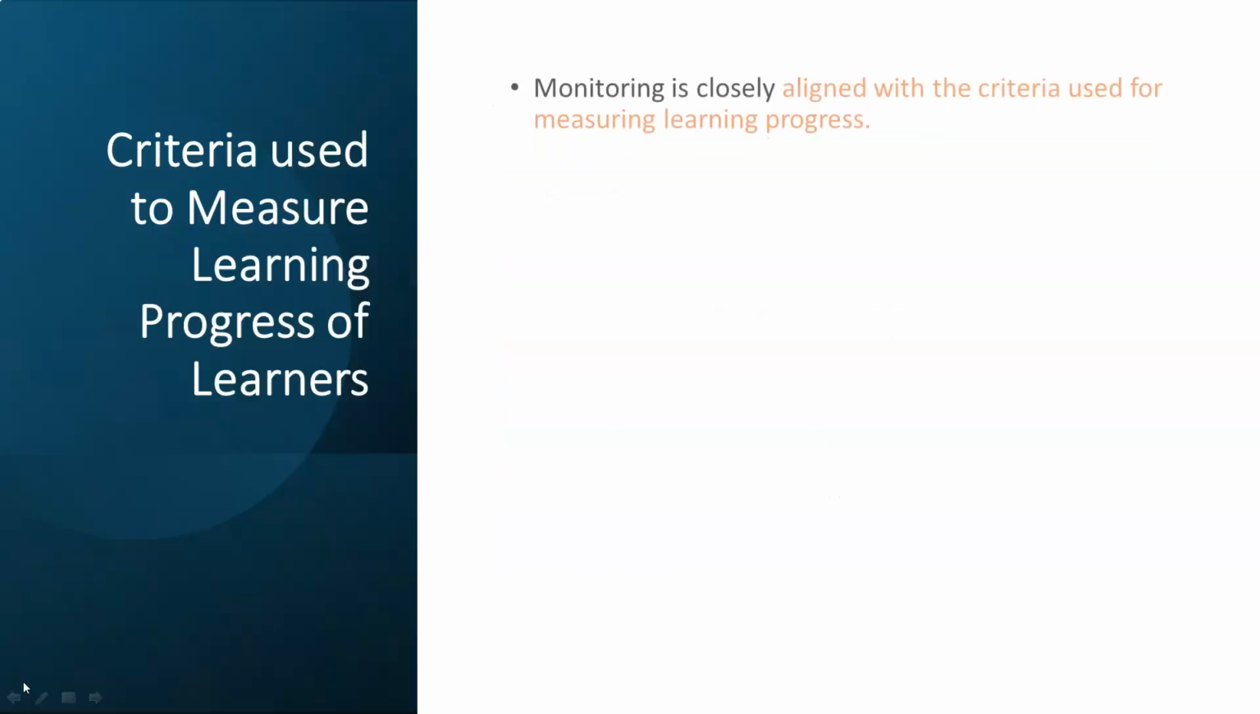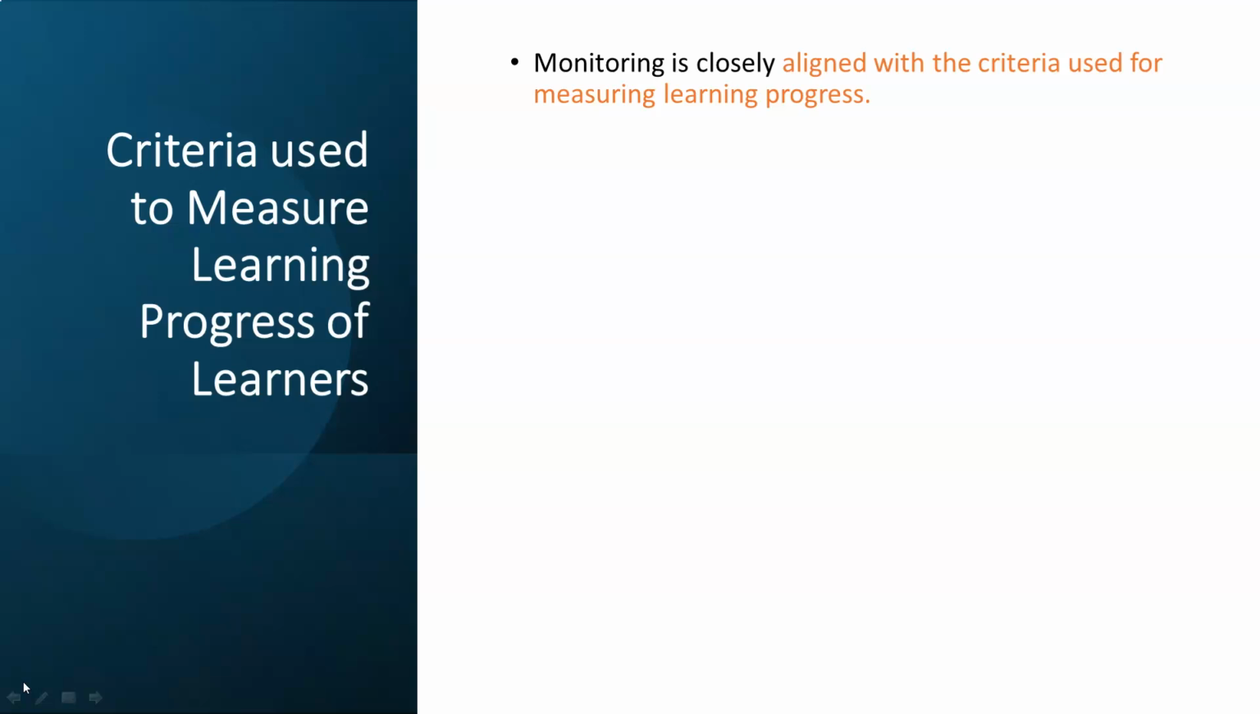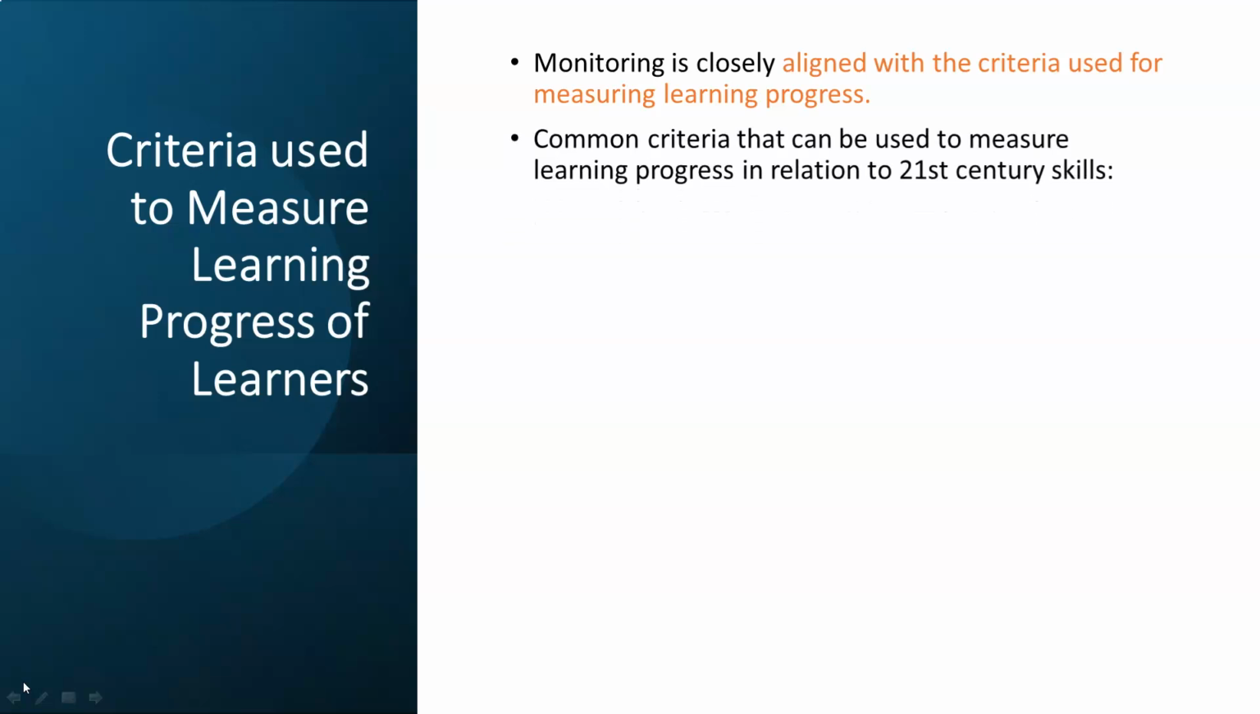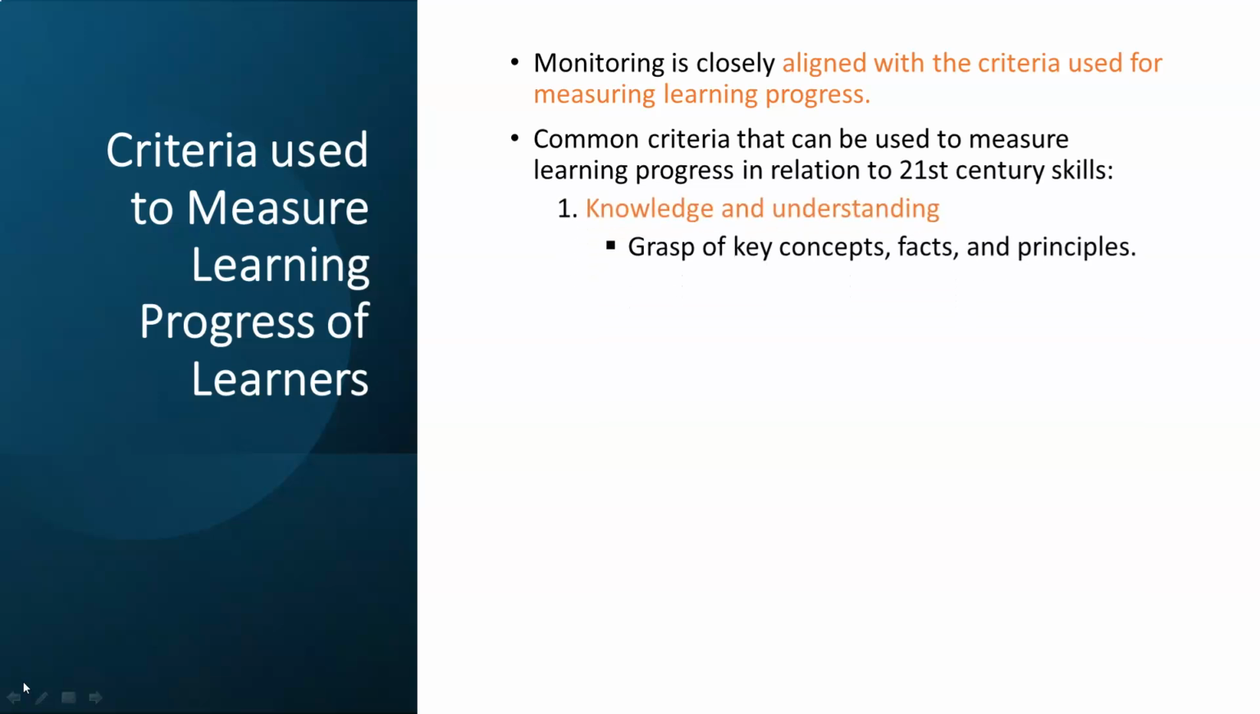Monitoring is closely aligned with the criteria used for measuring learning progress. The data collected during the monitoring process is compared against the established criteria to determine the extent to which learners are meeting the expected standards. The criteria serve as a guide for interpreting the collected data and determining the level of achievement or progress. Here are some common criteria that can be used to measure learning progress in relation to 21st century skills. 1. Knowledge and understanding.